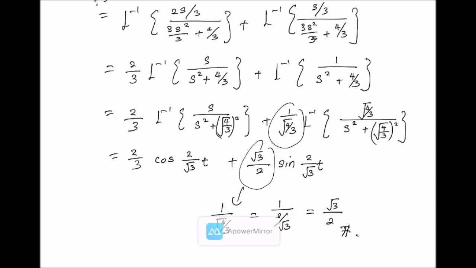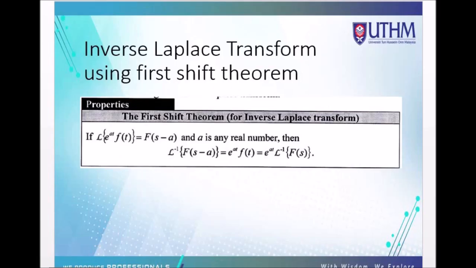So this is basically how to apply the linearity property in the inverse Laplace transform. Next is the inverse Laplace transform using the first shift theorem. If the inverse Laplace transform of F(s minus a) gives you e to the power of at times f(t), or we can rewrite it as e to the power of at times the inverse Laplace transform of F(s).